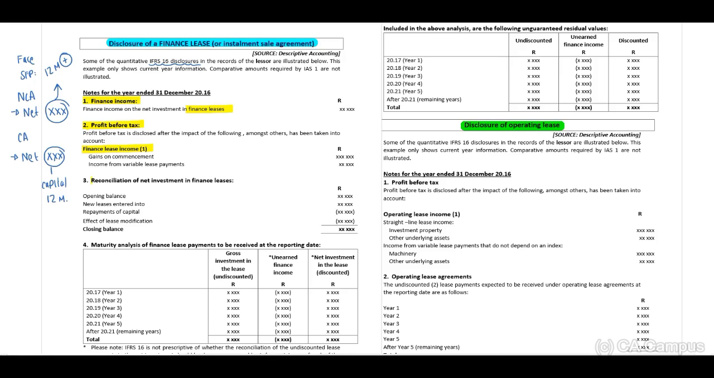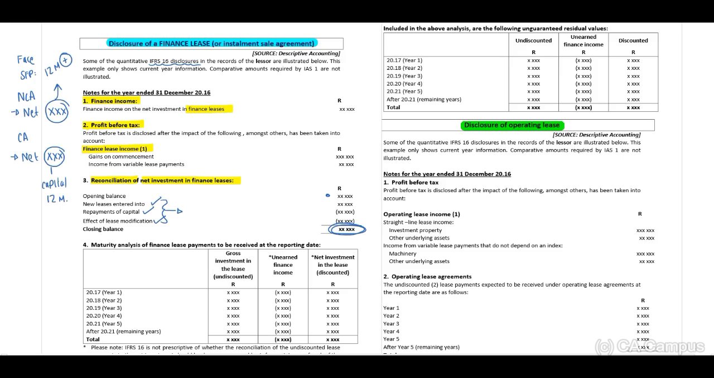Then a reconciliation of the net investment. This will include an opening balance and the movement for the year, meaning any new leases entered into, repayments of the capital portion, and if there are any lease modifications, and this shall result in a closing balance.